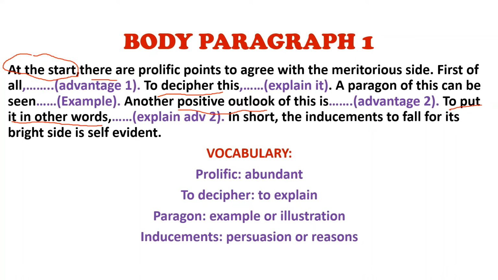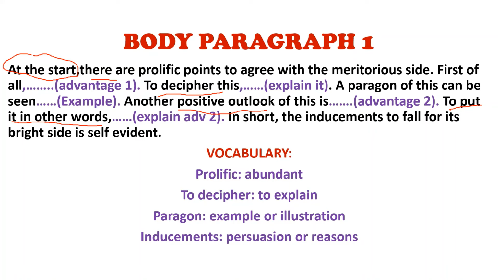So this is my body paragraph 1, which is good with phrases, that is cohesive devices, good with grammar, and good with task achievement, because I have given 2 support points, I have explained, I have justified with an example, and I have used some good vocabulary like prolific, paragon, positive outlook, that is the collocation, inducements.